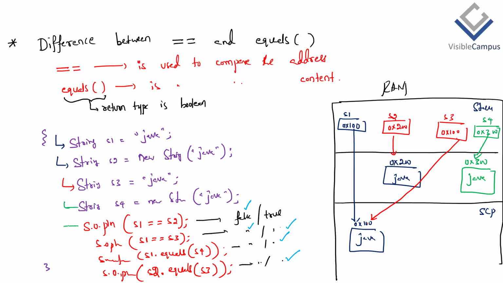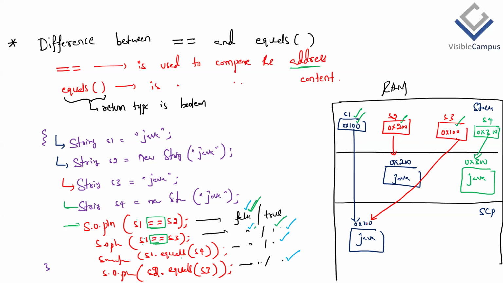Then followed by the first one. What's the operator? Double equals. What's the purpose of it? Address. What's the address of s1? 0x100. What's the address of s2? 0x200. Are they the same? Therefore, what's the answer? False is the answer. Then s1 double equals s3. Double equals will compare addresses. What's the address of s1? 100. What's the address of s3? 100 only. Is it the same? Therefore, true is the answer. False is incorrect.